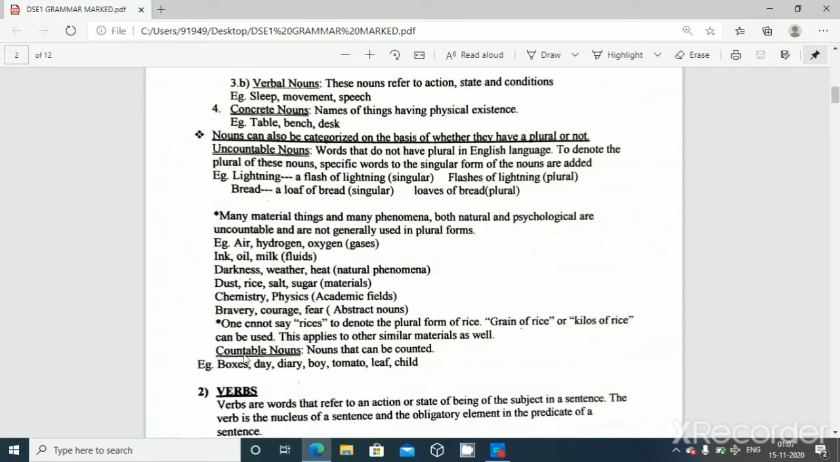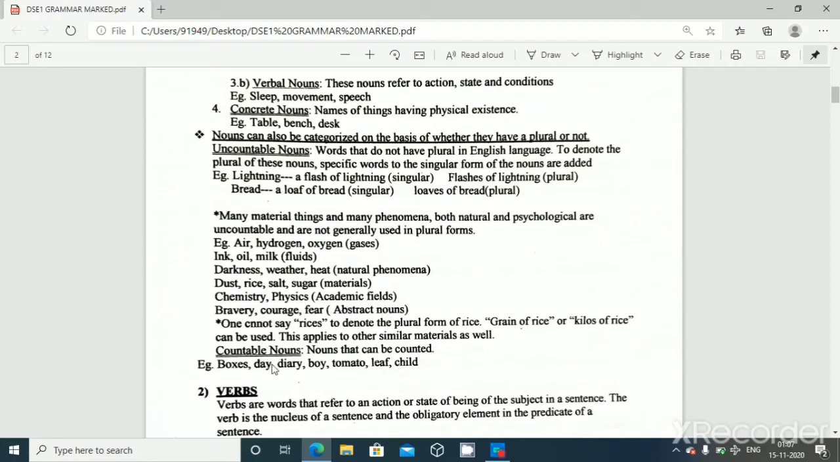So first let us take the example of countable nouns. Okay, countable. And then we will talk about uncountable nouns. In English, it's very easy to talk about countable and uncountable nouns because those nouns which have a plural in English are countable, and those which do not have a plural can be taken as uncountable.